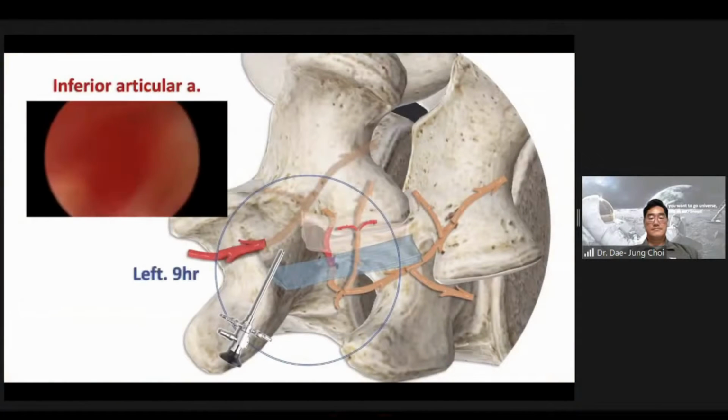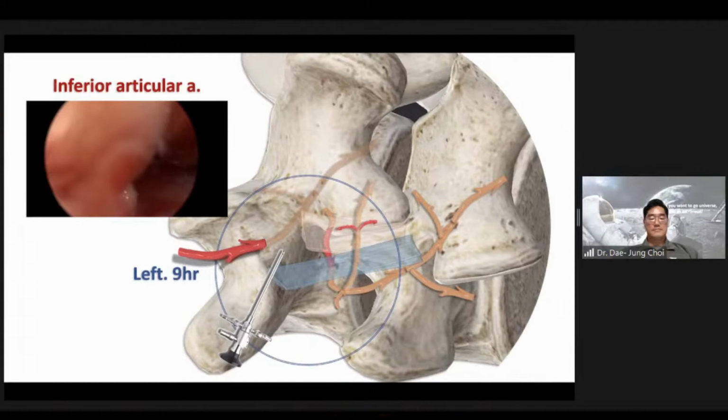The first bleeding when you insert a scope on the transverse process, TP, comes from the inferior articular artery at the 9 o'clock direction on the left side. That means if there is big bleeding but you cannot find the focus exactly, coagulate the 9 o'clock region on the left side first.